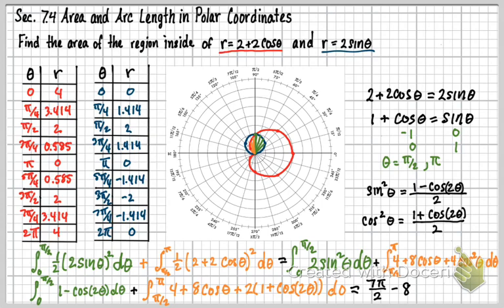And again, keep in mind here, this said find the area of the region inside of r equals 2 plus 2 cos theta and r equals 2 sine theta. So it has to be inside of both of those. So that's why I just have this little piece in here. That's why I get that, because that's the only part that's inside of both of those interiors. So there's our final answer for this one.